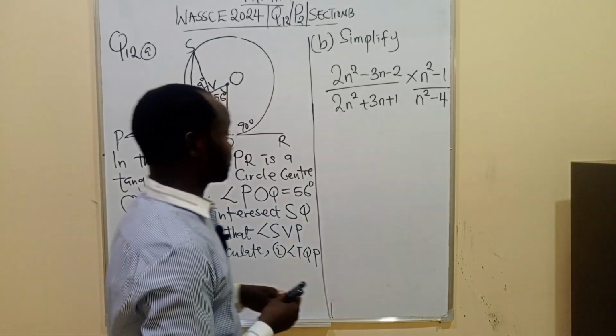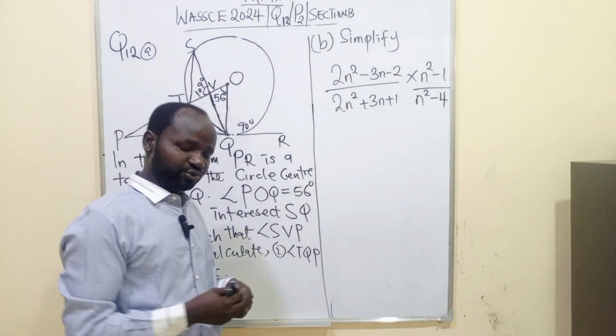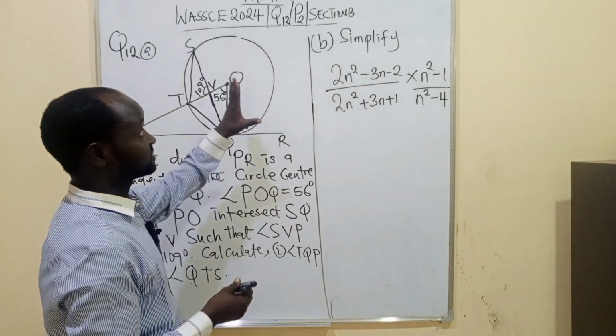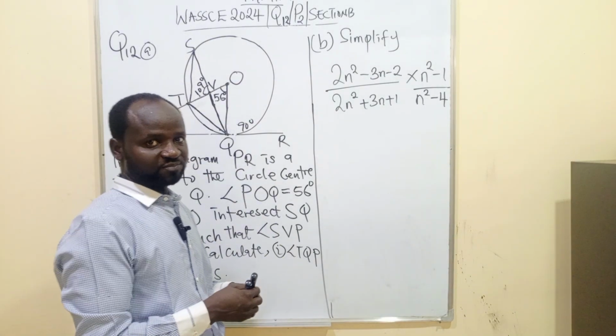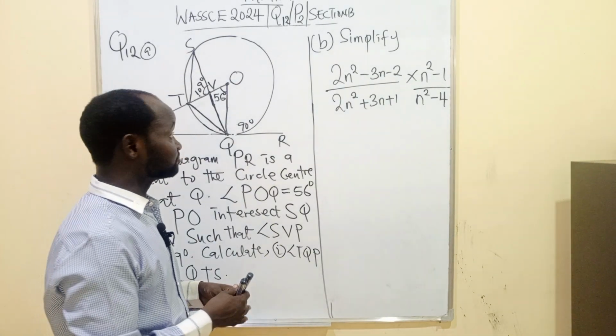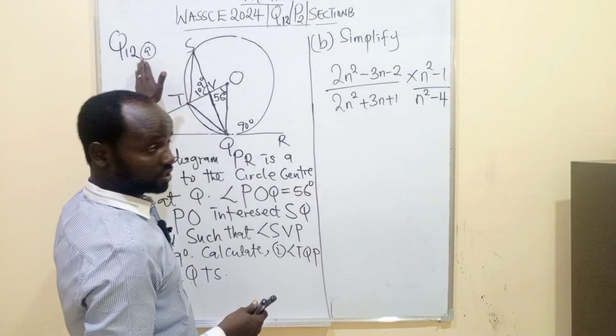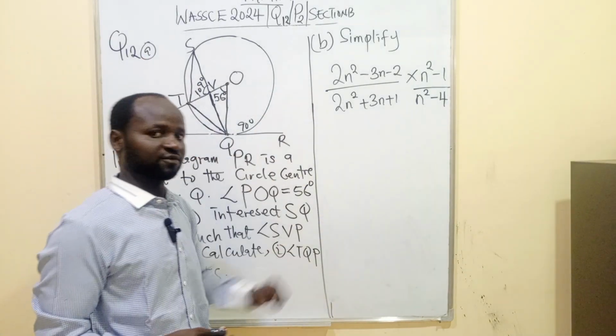In today's presentation, we continue with our solutions to WAEC 2024 mathematics. This is paper 2, question 12, section B. Under this question 12, we have question A and question B, respectively.